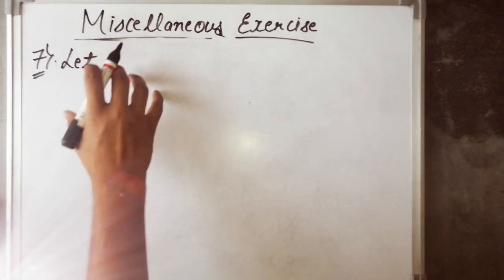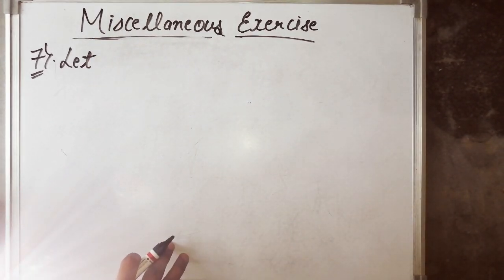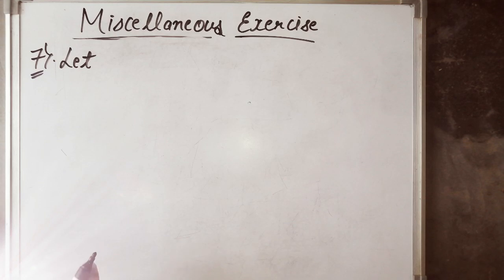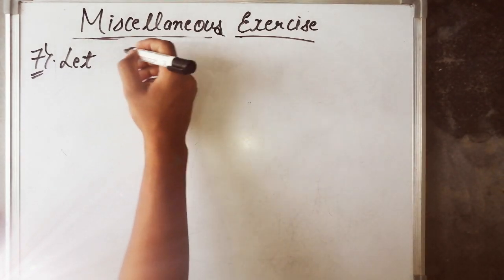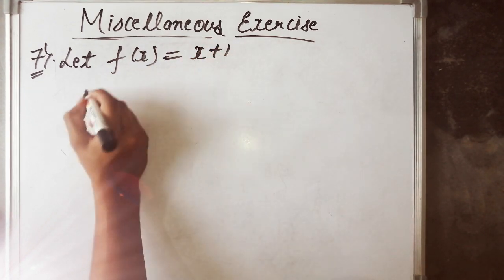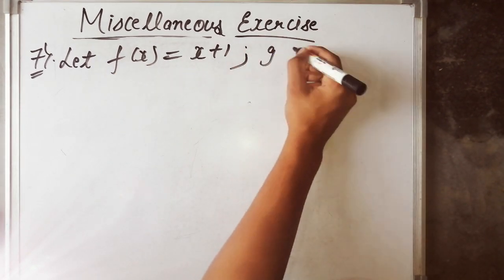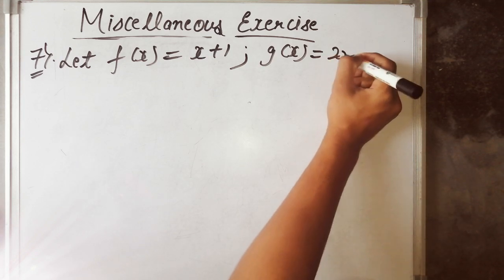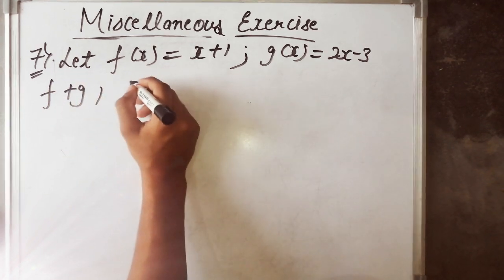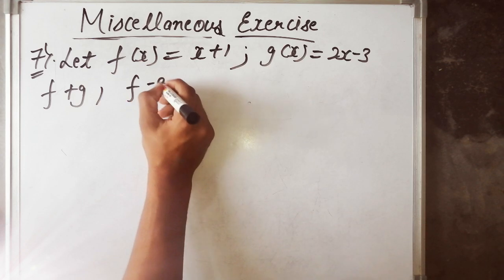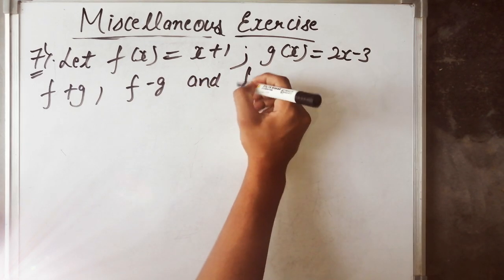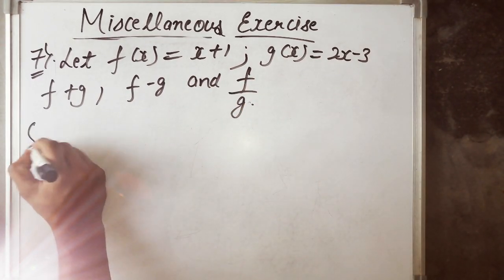The question states that f and g are two functions defined from real numbers to real numbers respectively by f(x) equals x plus 1 and g(x) equals 2x minus 3. We need to find f plus g, f minus g and f by g. So let's have a look at the solution.